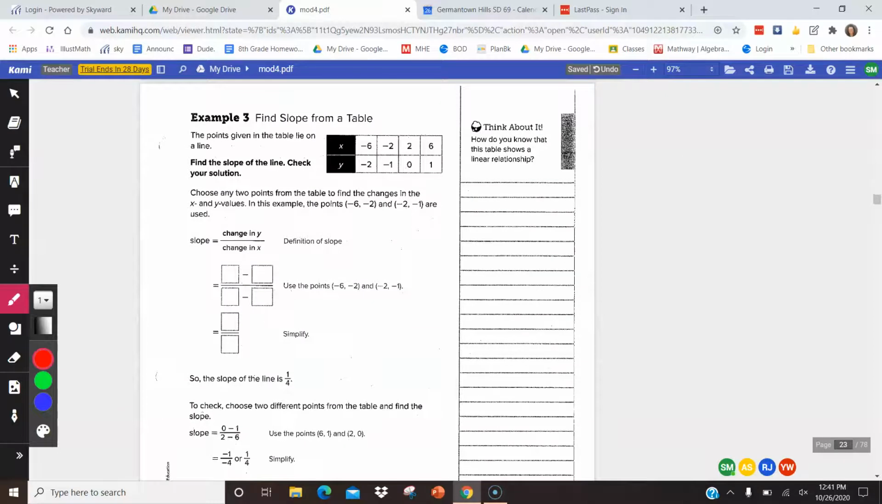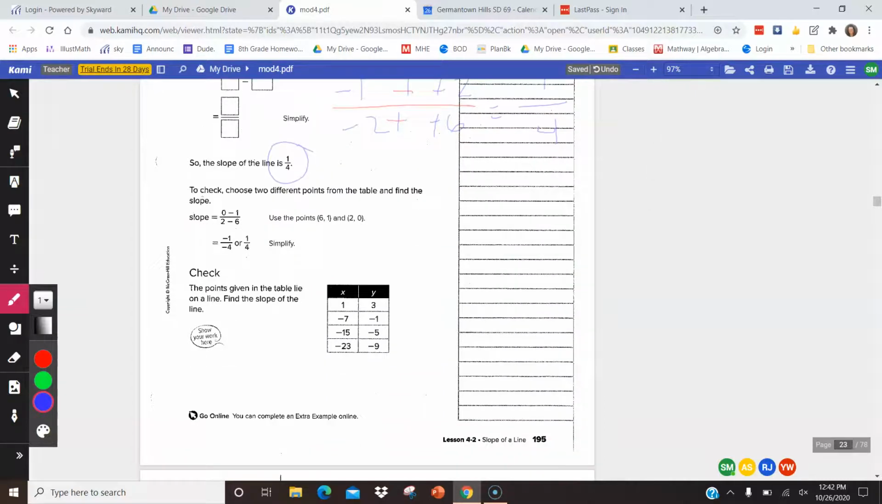So go ahead and do example 3 really quick. If you go through this and you put in your x's and y's, we'll have a negative 1 minus a negative 2, so it becomes plus a positive 2. A negative 2 minus a negative 6, plus a positive 6. So I'm going to have 1 over negative 2 plus 6, which is 4. So I get 1/4, and yep, we are correct. Go ahead and do the check right now, and we'll check it on the next class time.